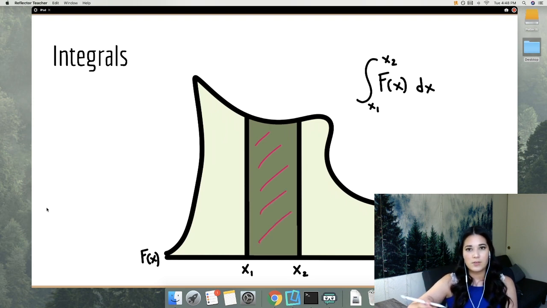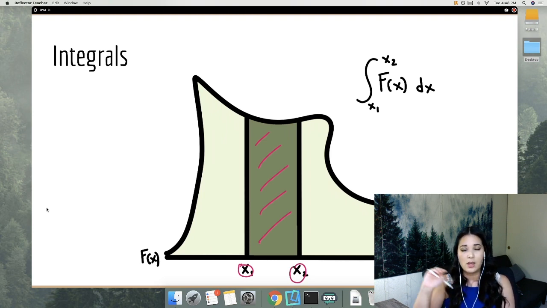So if this curve is defined as a function f of x, we can use the integral from x1 to x2 to find the area under the curve between those 2 points. The way that this comes up mostly in data science is when we're doing things with probabilities. So if we have a probability, we can calculate that probability by finding the area under this part of the curve compared to the area under the entire curve.